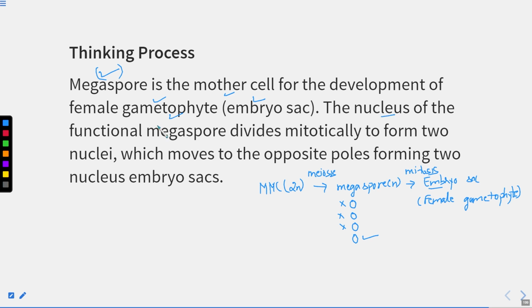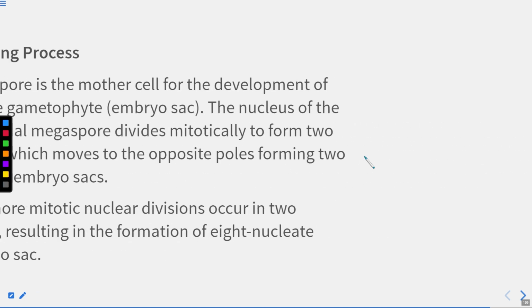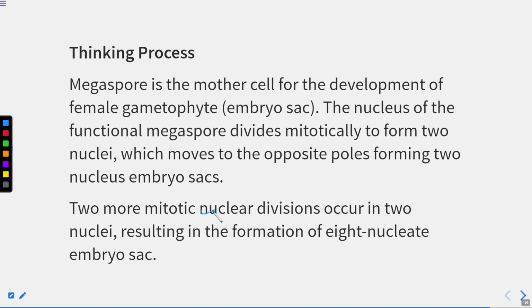Now the nucleus of the functional megaspore divides. This is the functional megaspore, this one. The rest of the megaspores degenerate. The functional megaspore divides mitotically to form 2 nuclei, which move to the opposite poles, forming a 2 nucleate embryo sac. Now 2 more mitotic nuclear divisions occur in the 2 nuclei, resulting in the formation of the 8 nucleate embryo sac.